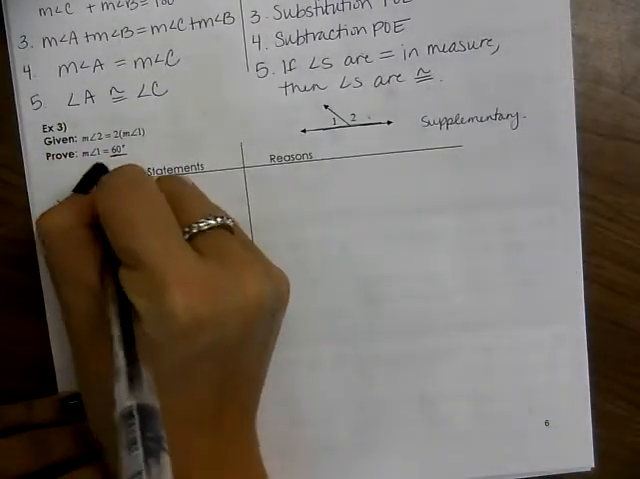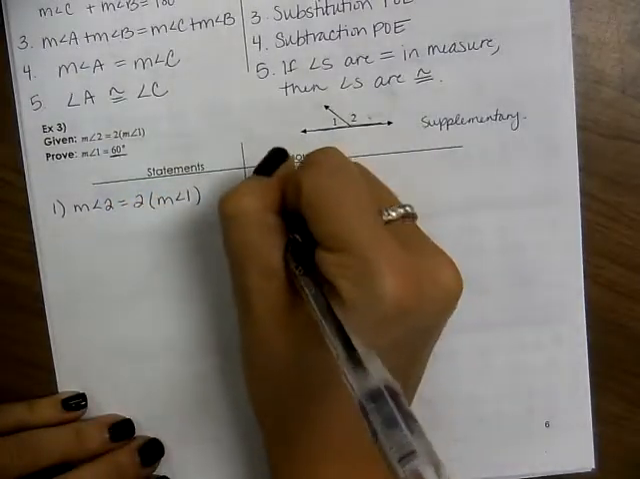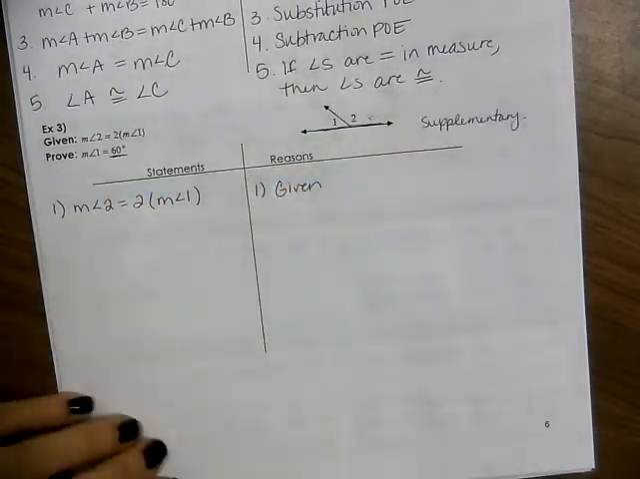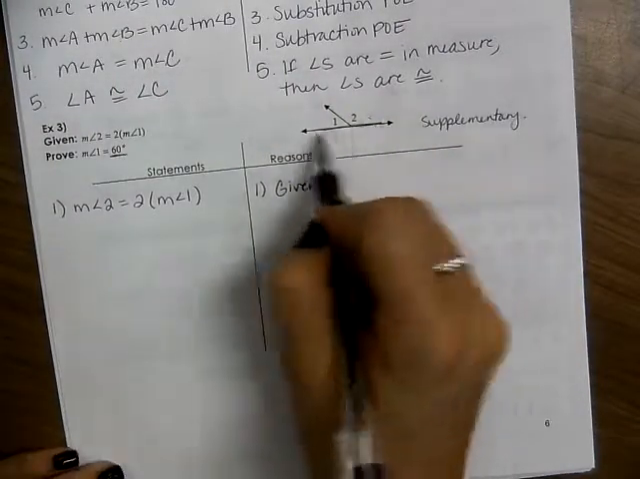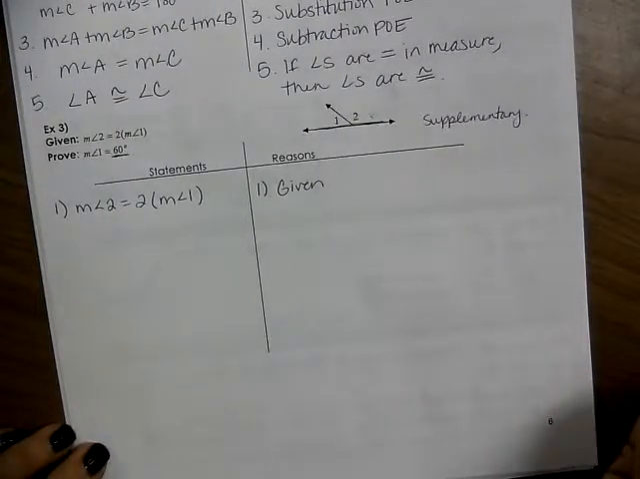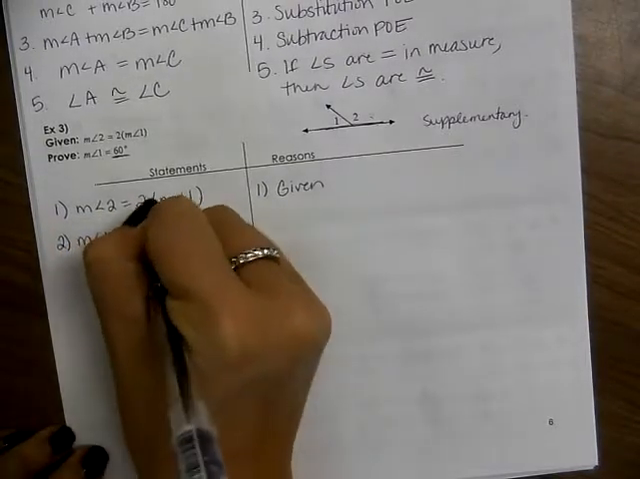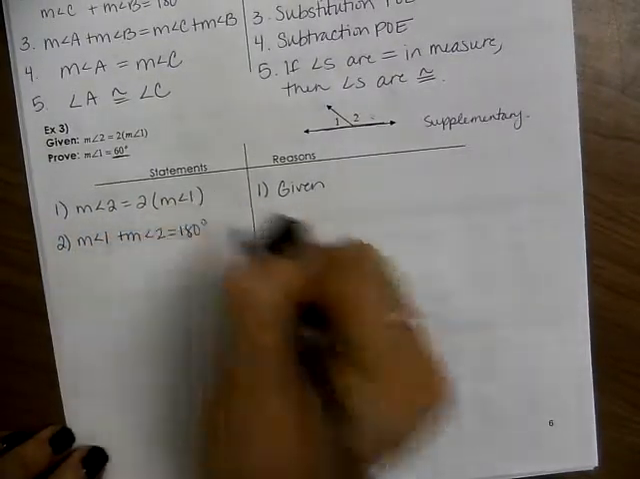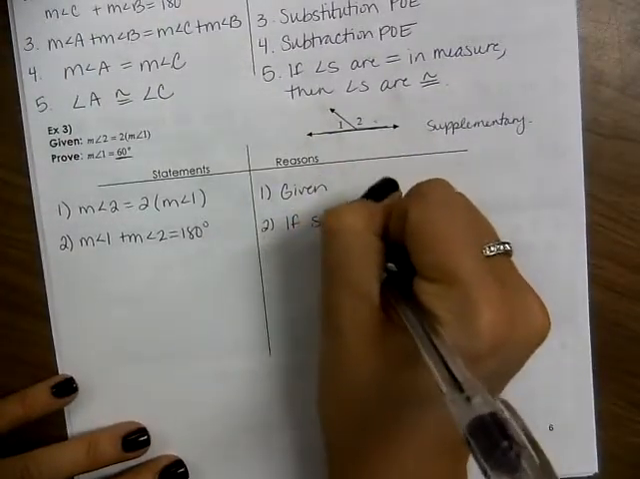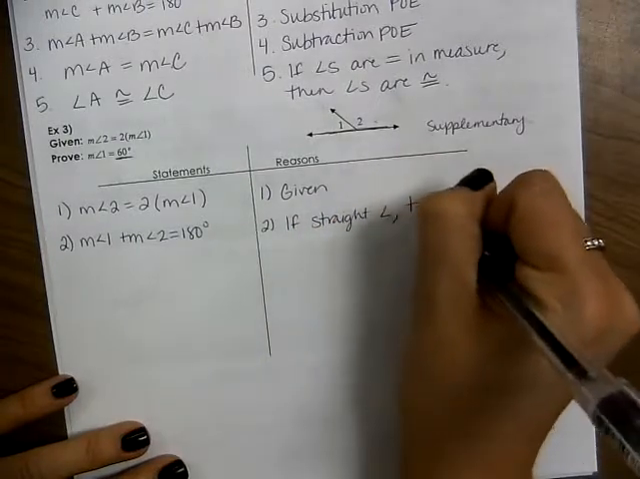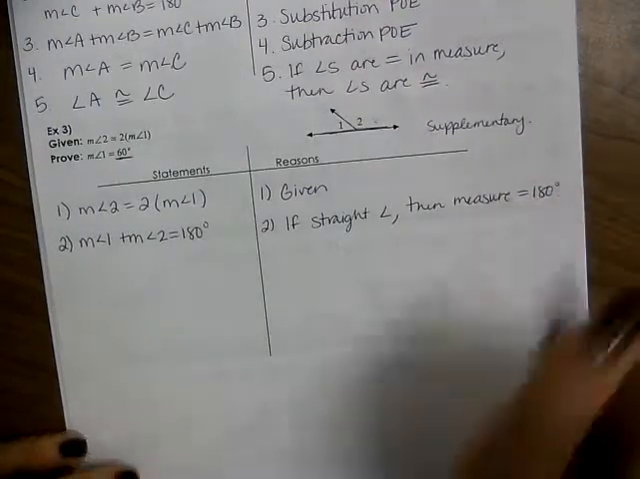Okay, so this is the given information, so we list that first. And so step 1 is just given. Okay, so now what I'm going to do is use the fact that I know that these are a straight angle and therefore measuring 180 degrees. So step 2, we can say the measure of angle 1 plus the measure of angle 2 equals 180 degrees. And we know that if you have a straight angle, then the measure equals 180 degrees.